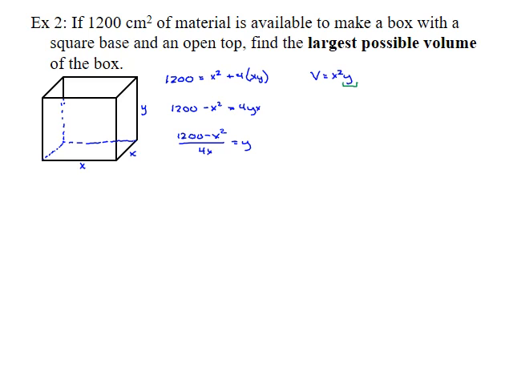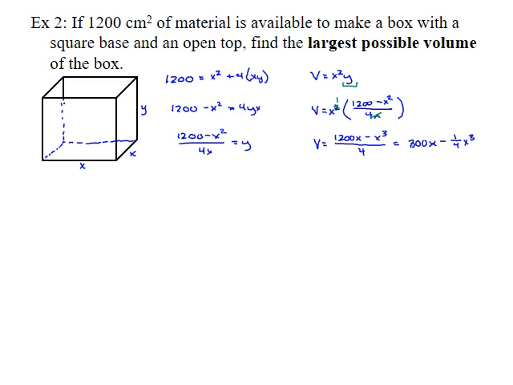Substitute that into your volume formula. So volume is now going to equal x squared times 1,200 minus x squared over 4x. First thing I notice is that I can cancel the x on the bottom with one of the x's out front, so that's just x to the first. And then if I distribute that x through, you should get 1200x minus x cubed, all being divided by just a singular 4. And now I can divide the 4 into both of those terms. This would end up being 300x minus 1/4 x cubed.